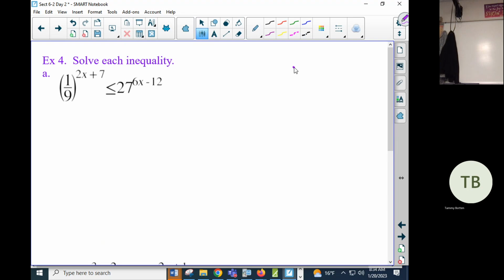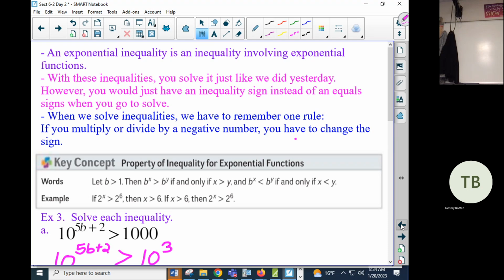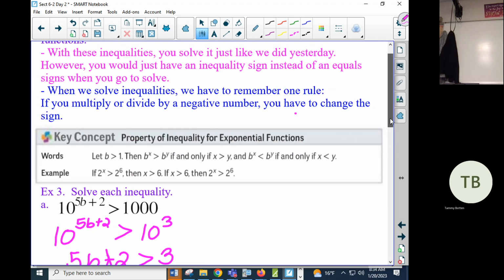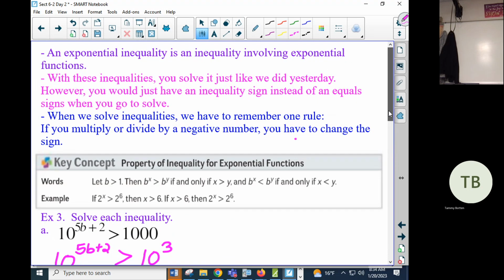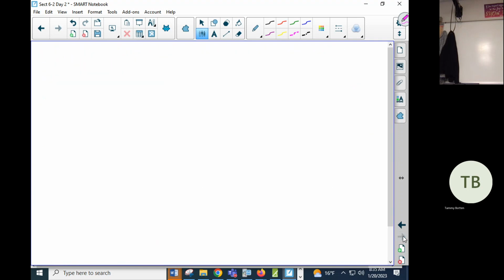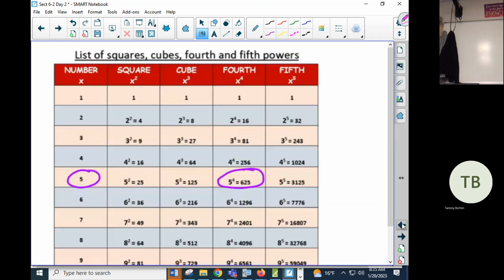And if we look at this one, notice we have 9 and 27. 9 is 3 squared, 27 is 3 cubed.